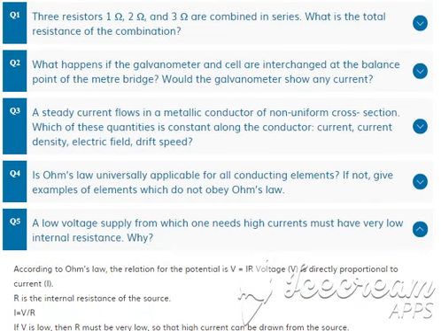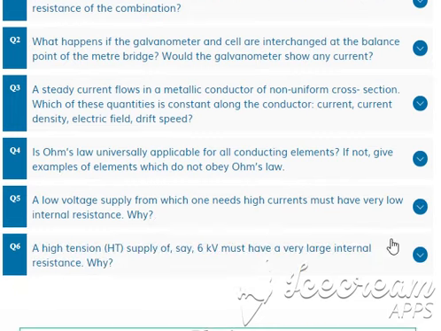V is equal to IR, I is equal to V by R. If V is small, the current is automatically small, but you want very high current. Now to get very high current, since R and I are inversely proportional, R has to be very low. So that's why a low voltage supply from which one needs high current must have very low internal resistance.